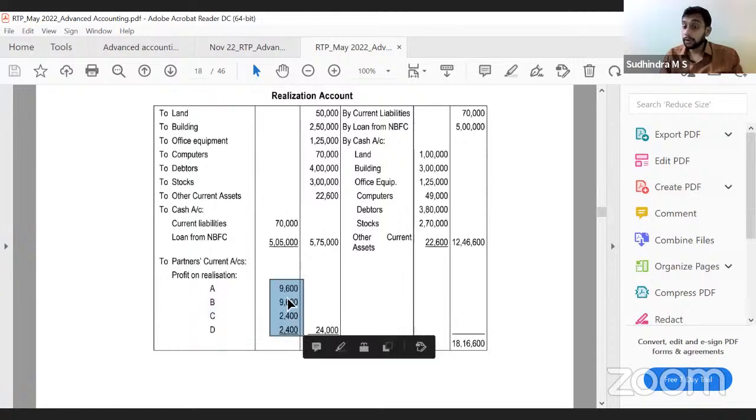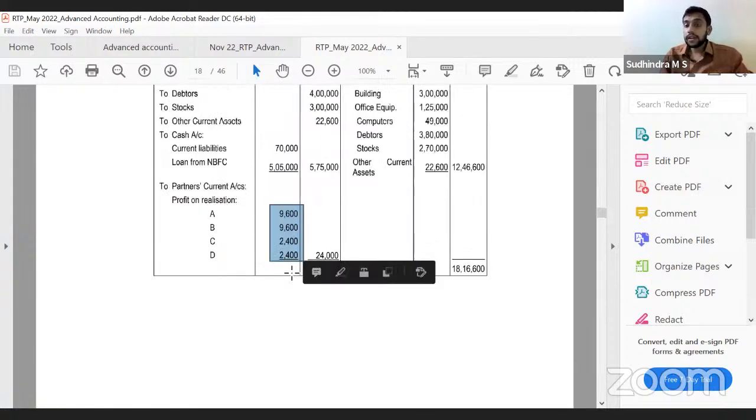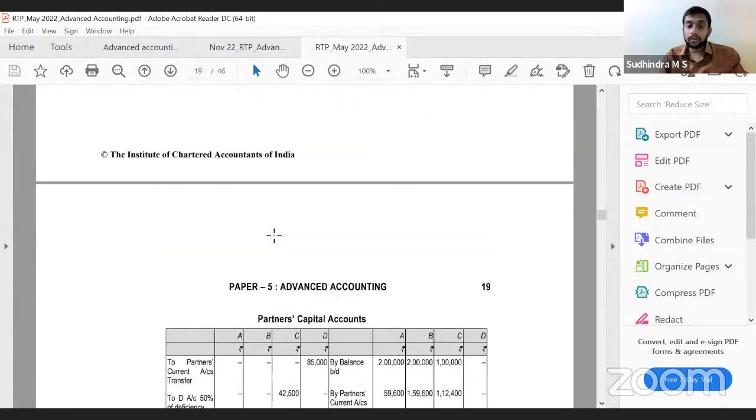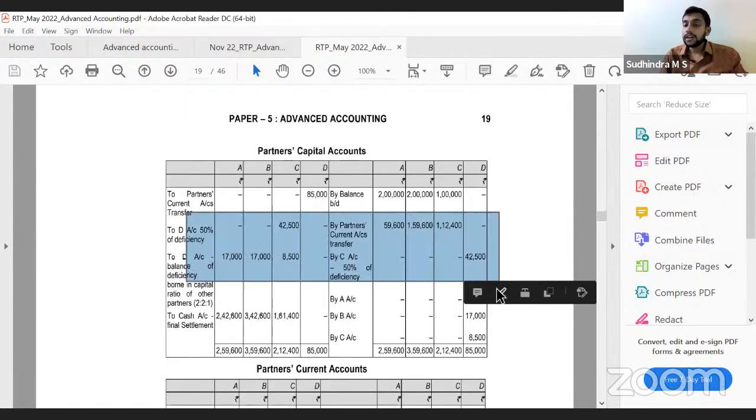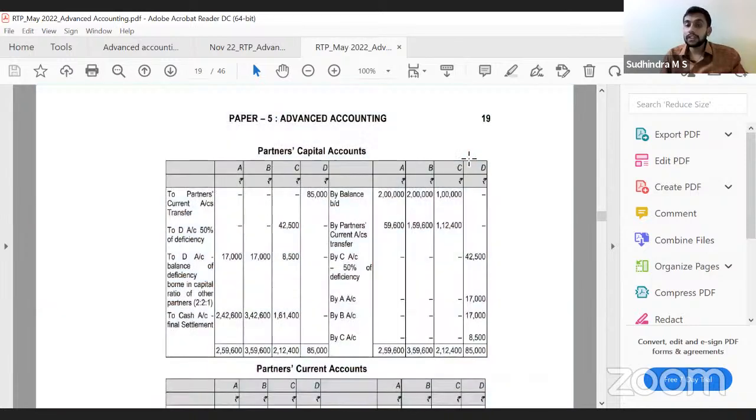Here realization profit is apportioned in the ratio of profit sharing ratio. Since it's a realization profit, even though we are applying Garner versus Murray rule, they need not bring in their share of realization loss in cash because it is realization profit. If there is realization profit, firm will not pay the partners. Only in case of loss, solvent partners have to contribute, right?